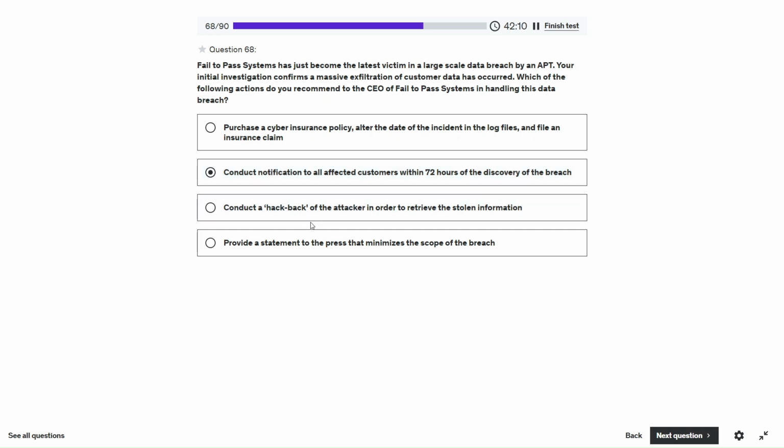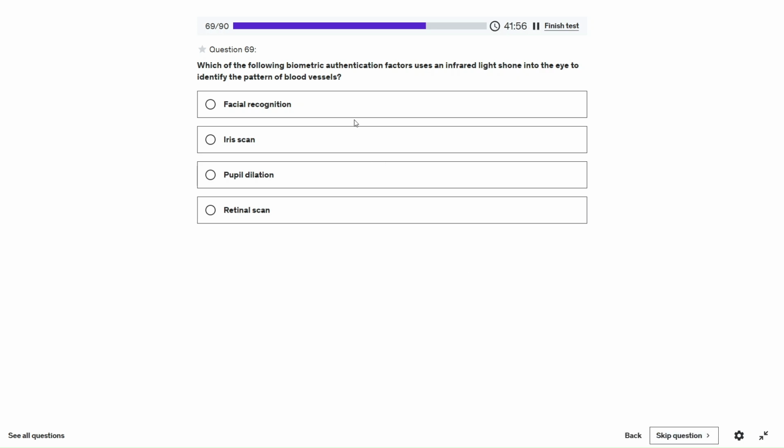Yes. Conduct a hack back to the attacker? Waste of time. Provide a statement to the press that minimizes the scope of the breach? Again, cover up. So this will be the right answer.